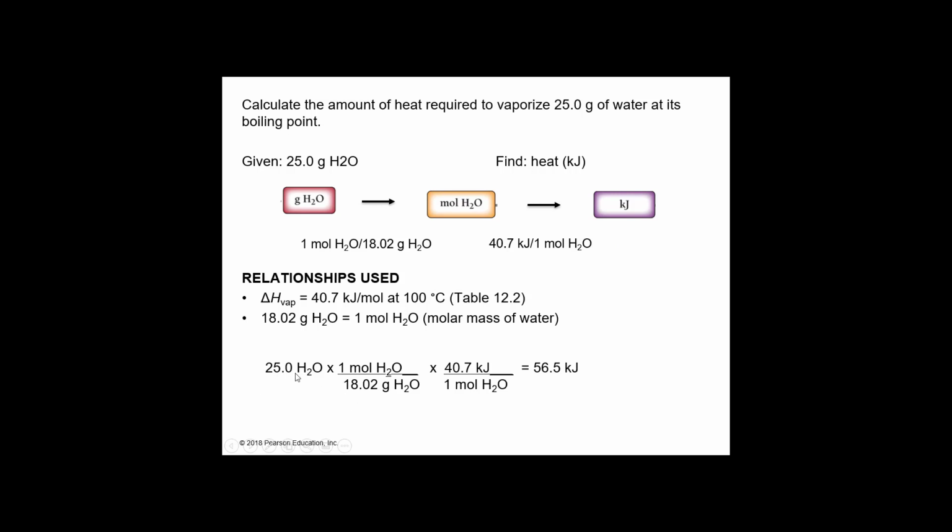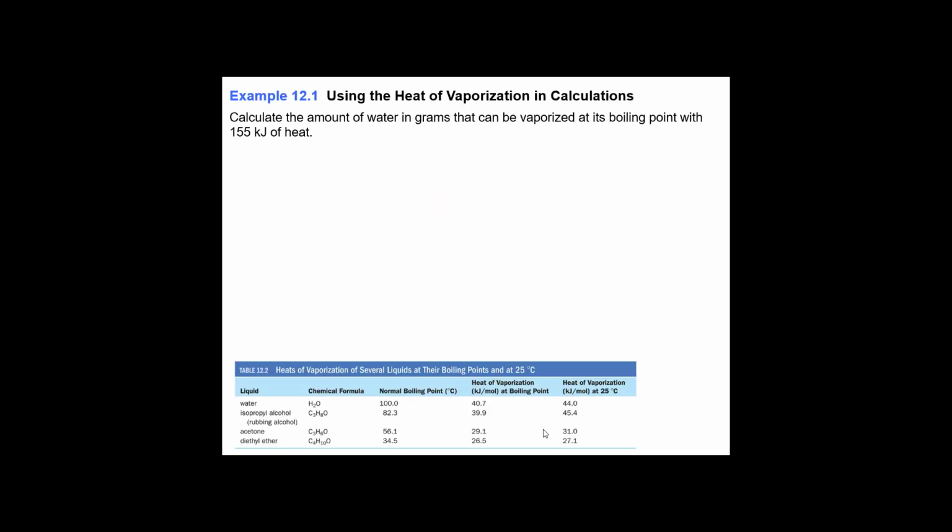So we have our 25 grams. There should be a G there. We use our molar mass, that's going to cancel out, that's going to cancel out, 1 mole. And we have 40.7 kilojoules per mole. So this tells me that for 25 grams of water, it's going to take 56.5 kilojoules in order to vaporize that amount.